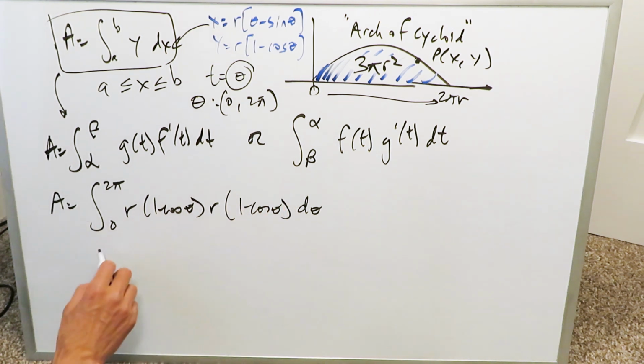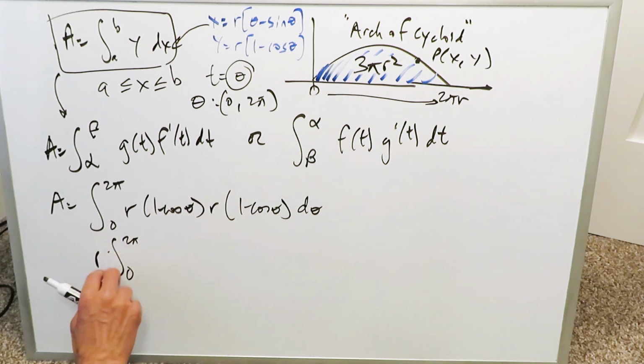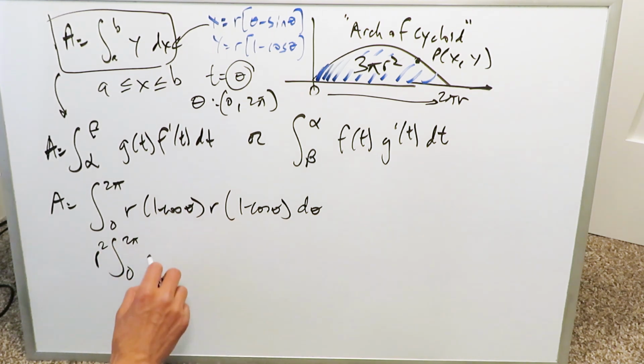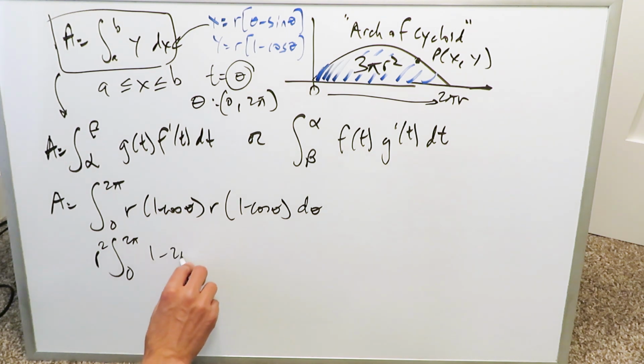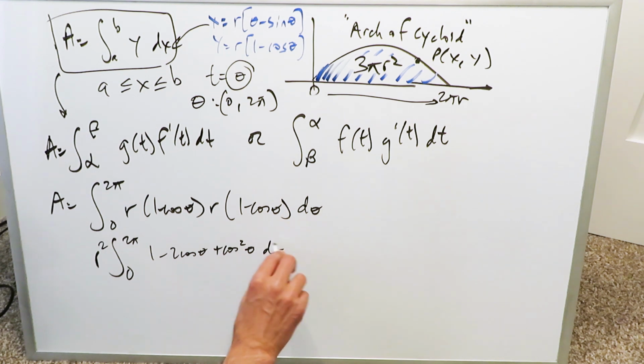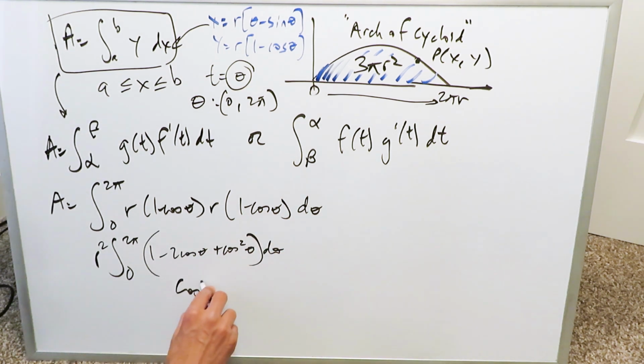You see these r's bring about. You're looking at r square, 0 to 2 pi, and all you're doing is this. Multiply these two. What do you get? 1 minus 2 cosine theta plus cosine square theta d theta. That's what you have.